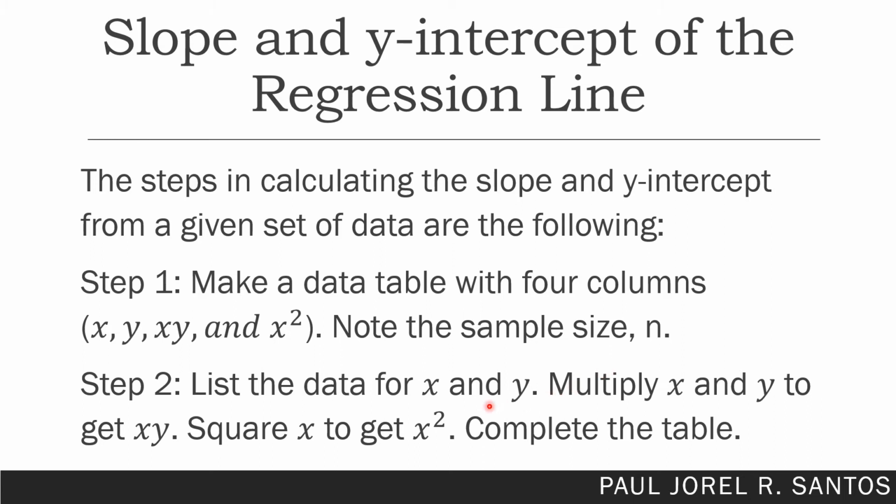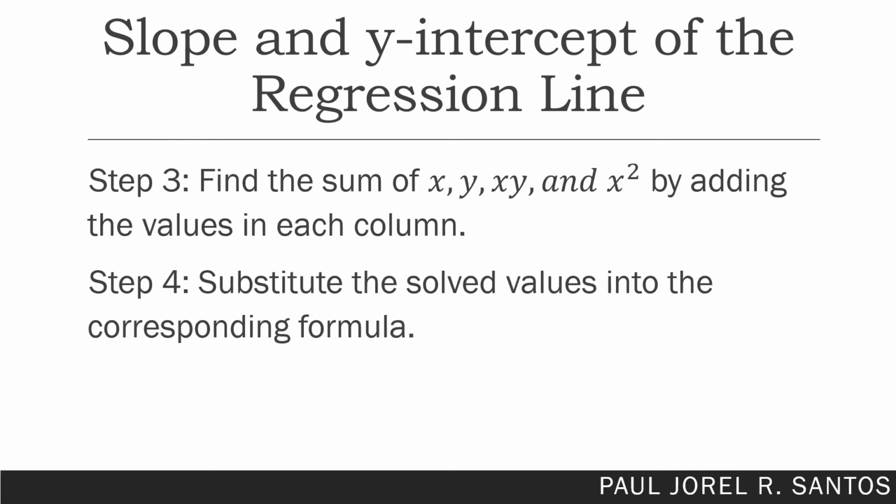The second step is to list the data for x and y. Then multiply x and y to get xy, square x to get x squared, and then we have to complete the table. The third step is to find the sum of x, y, xy, and x squared by adding the values in each column. Then substitute the solved values into the corresponding formula.